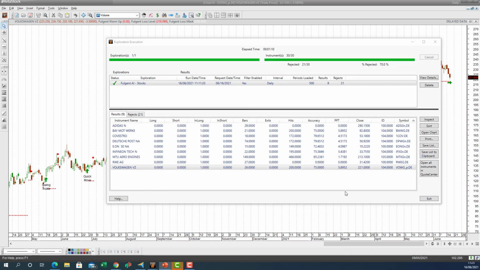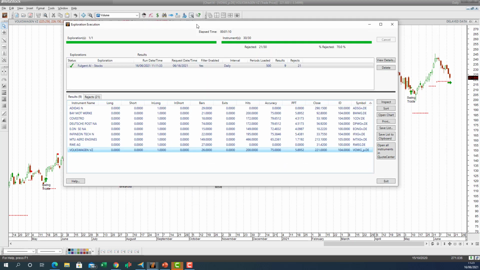Okay, but here's the list. These are the current trades where the AI is in a long. And I will put it on there so you can jot down the tickers if you want to go and have a look at these.